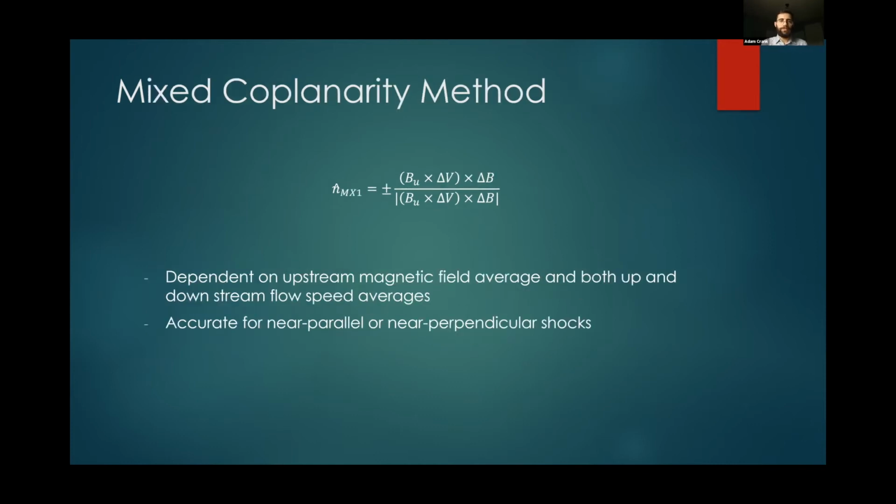A variation of the magnetic coplanarity method, called the mixed coplanarity method, is used in this report based on Wind spacecraft measurement. Here, delta V represents the difference between up and downstream flow speed averages. Another implicit assumption made by the coplanarity theorem is that the velocity vectors are also coplanar with the magnetic field and shock normal, meaning that the flow speed can be used in calculating the shock normal direction. Additionally, the mixed coplanarity method is accurate for obliquities near 0 and 90 degrees.